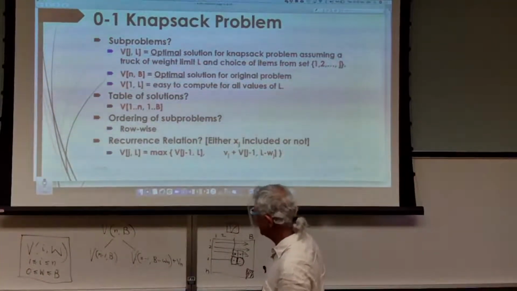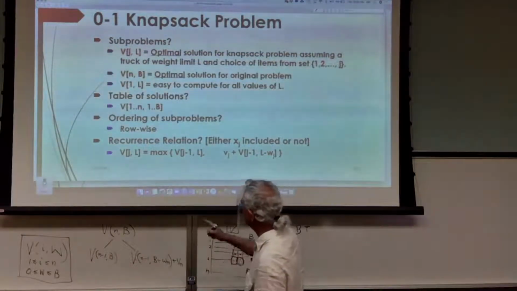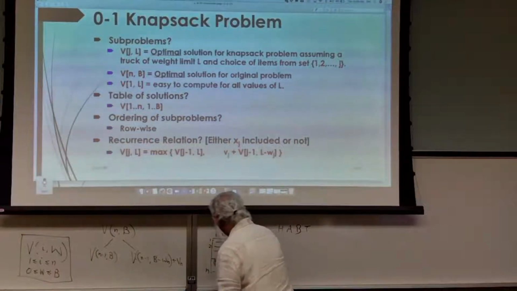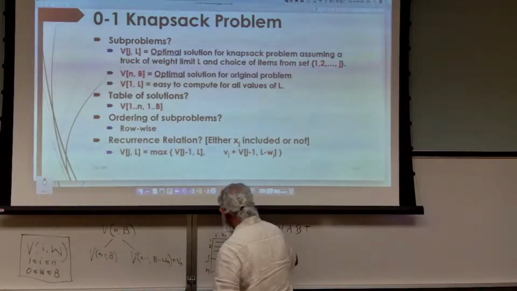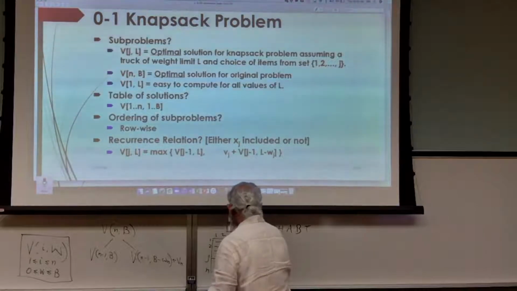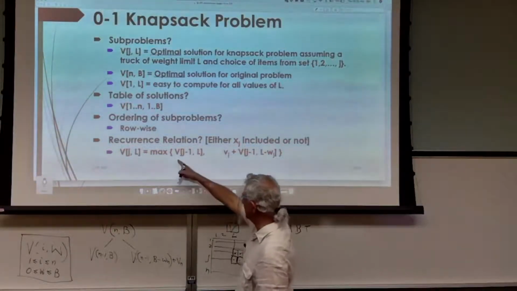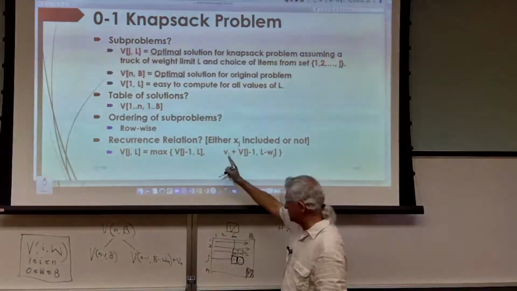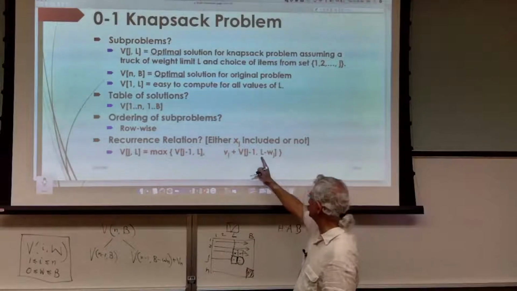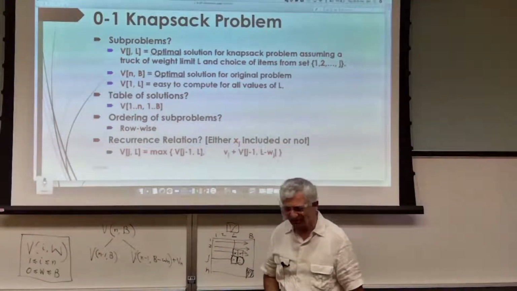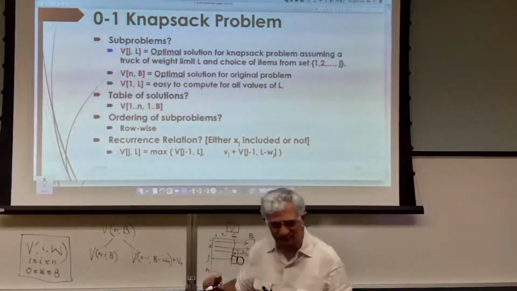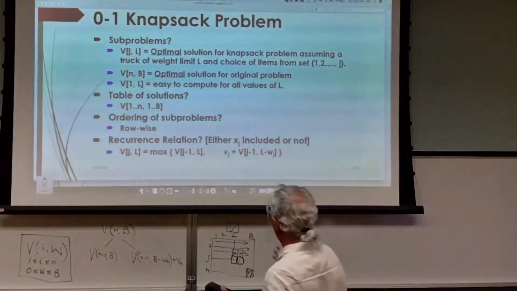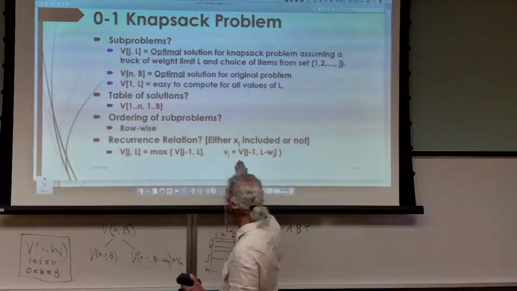And we want v of n comma b, and this says v of j comma l. So the arbitrary row is going to be j, and the arbitrary weight limit is going to be l. And it says v of j comma l is one of two things. It's either v of j minus 1 comma l, or v of j minus 1 comma l minus wj plus vj. Those are all the things that came from here. Is that clear? So that's your recurrence relation. It's the larger of these two.